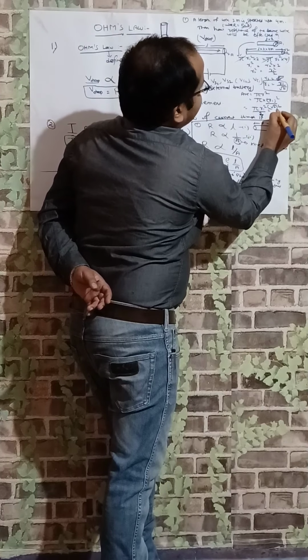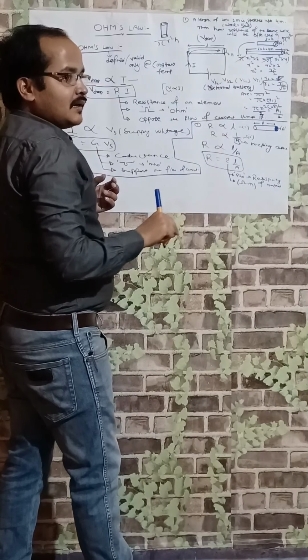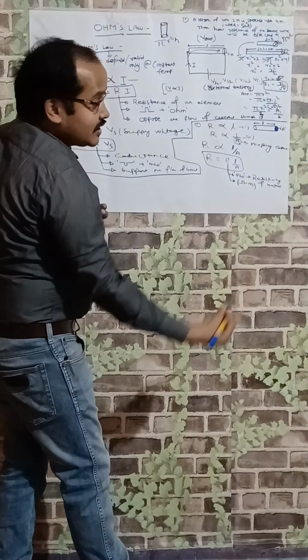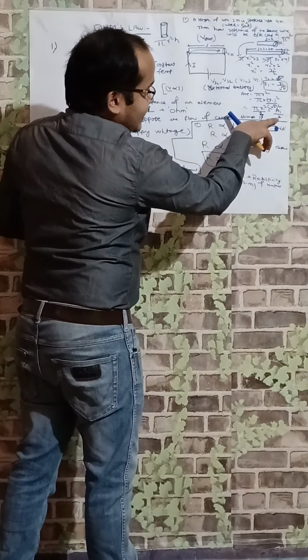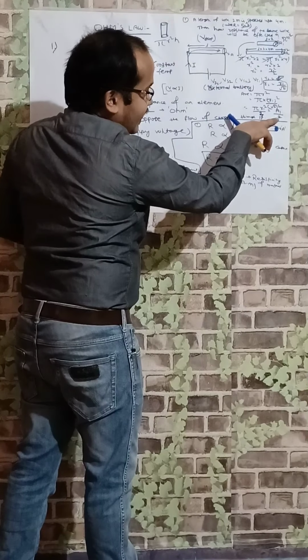So as the length of the wire is stretched from 2 meter to 4 meter, meaning the length is stretched by 2 times, the area is also going to decrease by 2 times. So what will be the resistance?